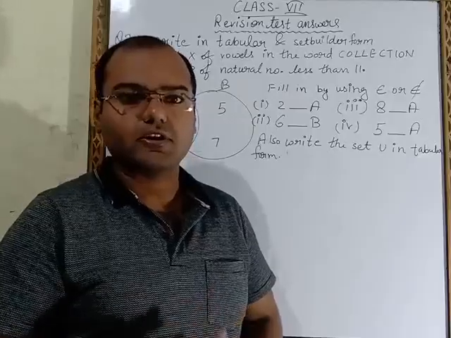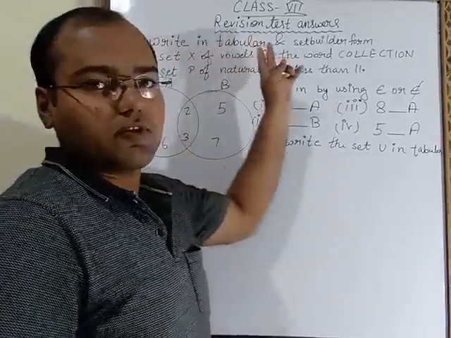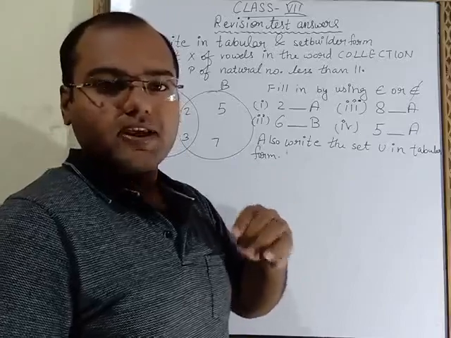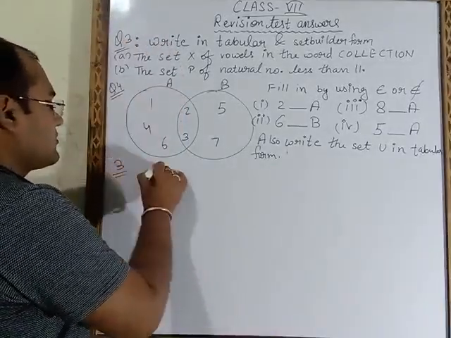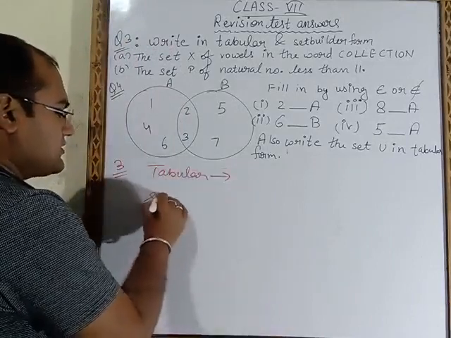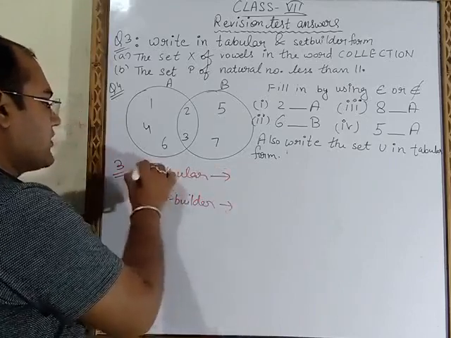Now see question number 3. Question number 3 is to write in tabular form and in set builder form. We have to write both the forms, tabular as well as set builder form. First part.